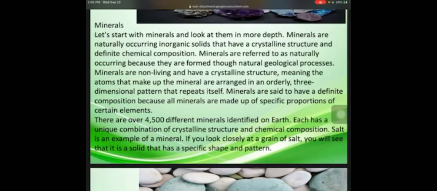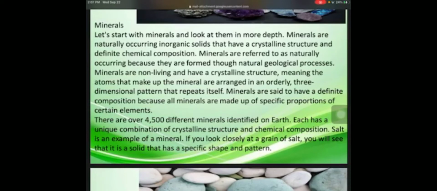Minerals are said to have a definite composition because all minerals are made up of specific proportions of certain elements. There are over 4,500 different minerals identified on Earth. Each has a unique combination of crystalline structure and chemical composition.